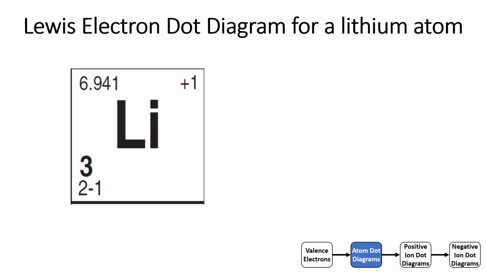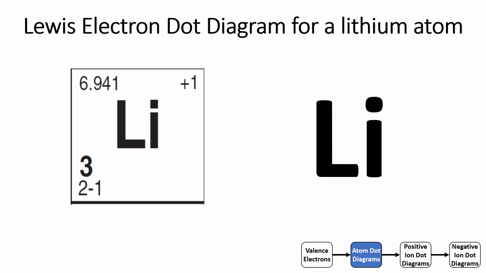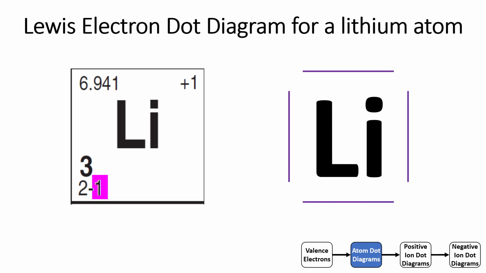So let's do the dot diagrams for neutral atoms first. What is the electron dot diagram for a lithium atom? Well, what we do is we write the symbol down for the lithium atom, and then we look at the valence electrons that lithium has. And we simply put a dot to represent that valence electron along the side of the lithium symbol. And we make sure that we keep the electrons lined up on each side of the symbol. That's what these purple lines are for. It's kind of silly to have that for one electron, but you'll see what I'm talking about in the next example.